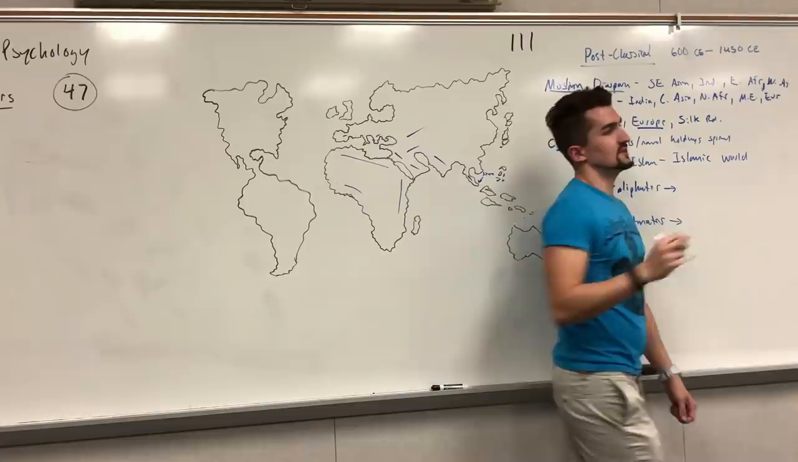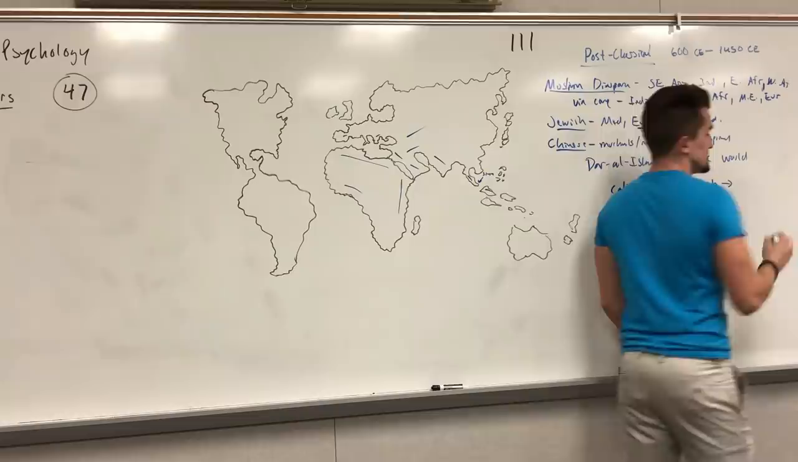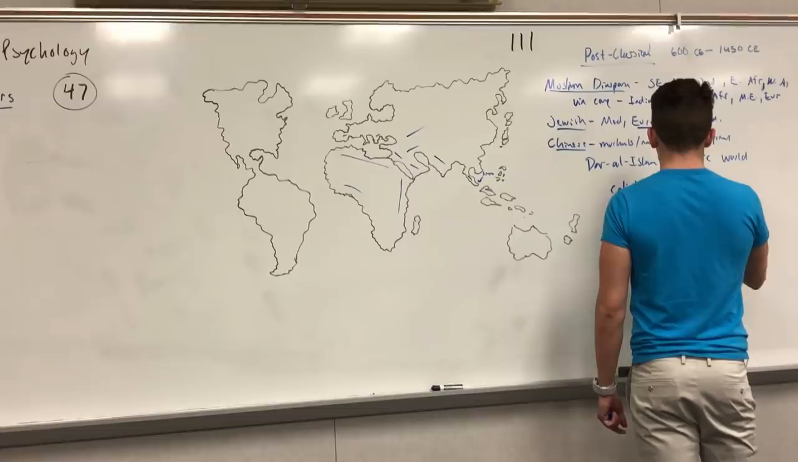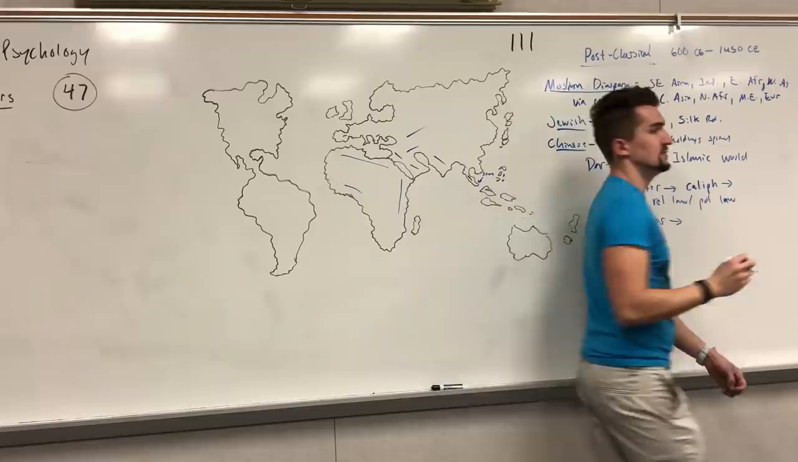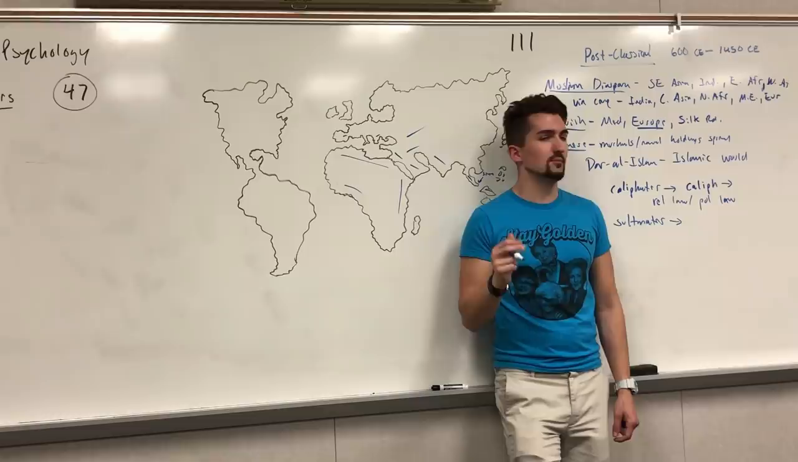Now the difference is a caliphate is ruled by a caliph, and they have the power to enforce and change both religious law and political law. Can we think of a caliphate? Abbasid Caliphate's a big one. Umayyad Caliphate, exactly. Those are two examples of caliphates, right? And the Abbasid Caliphate's a pretty powerful one.